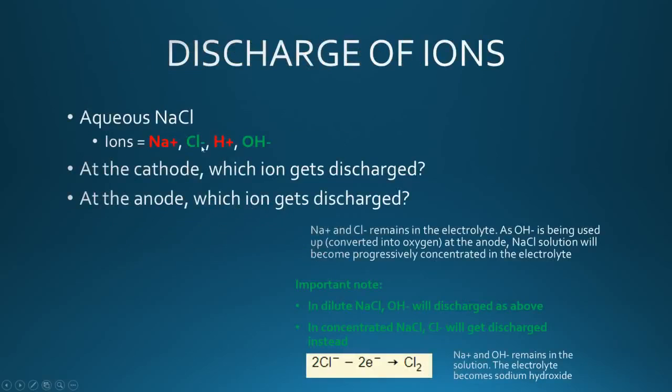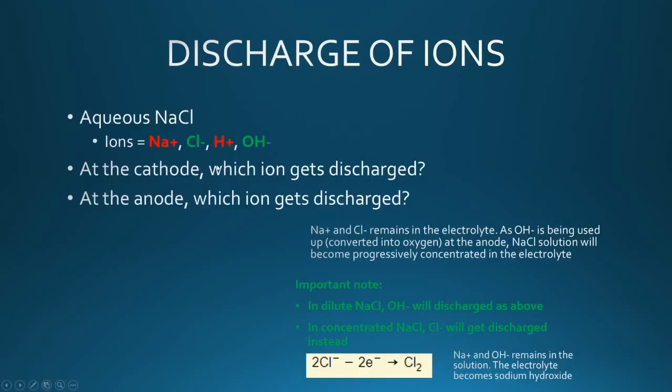So let's take a look at this example in a little bit more detail. The aqueous sodium chloride containing these specific ions here, you can see that there's two cations, sodium and hydrogen ions, and you've got the chloride and the hydroxide anions. At the cathode, obviously the cations are going to be attracted to the cathode because they've got opposite charge. So we need to think about the fact that only one of these can actually be discharged at the cathode. It's one or the other, you can't discharge both.